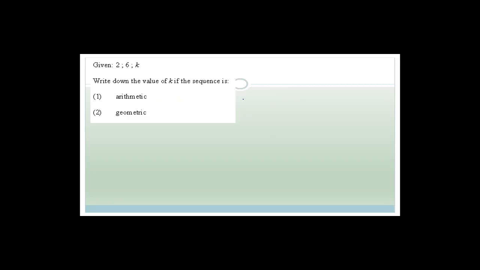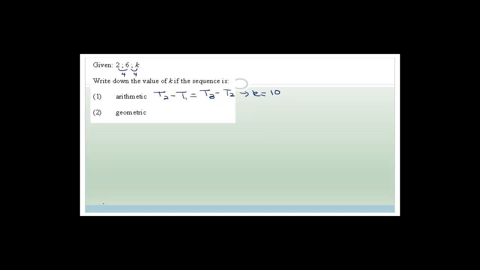Okay, let's look at this one. It says, given 2, 6, and k, write down the value of k if the sequence is arithmetic or geometric. Okay, so do you agree if it's arithmetic, we've got t2 minus t1 has to equal t3 minus t2. In other words, there's a common difference. So the difference between these two is 4. So the difference between these two would be 4 again. So in this case, k would equal 10.